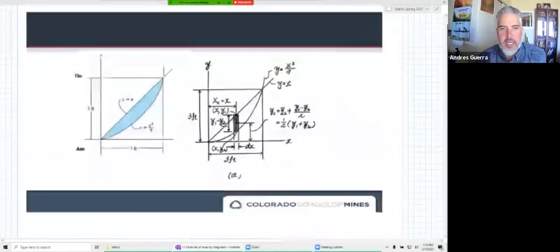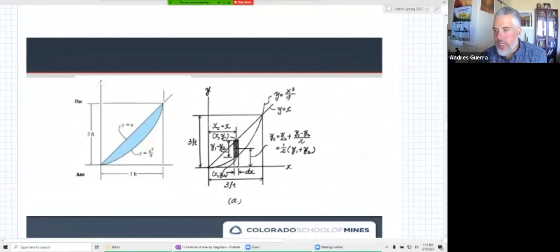Okay, so we're going to see problems like this. This isn't a homework problem, but we've got a linear function here on top. We've got a nonlinear function here on the bottom, and we'll come back to this.